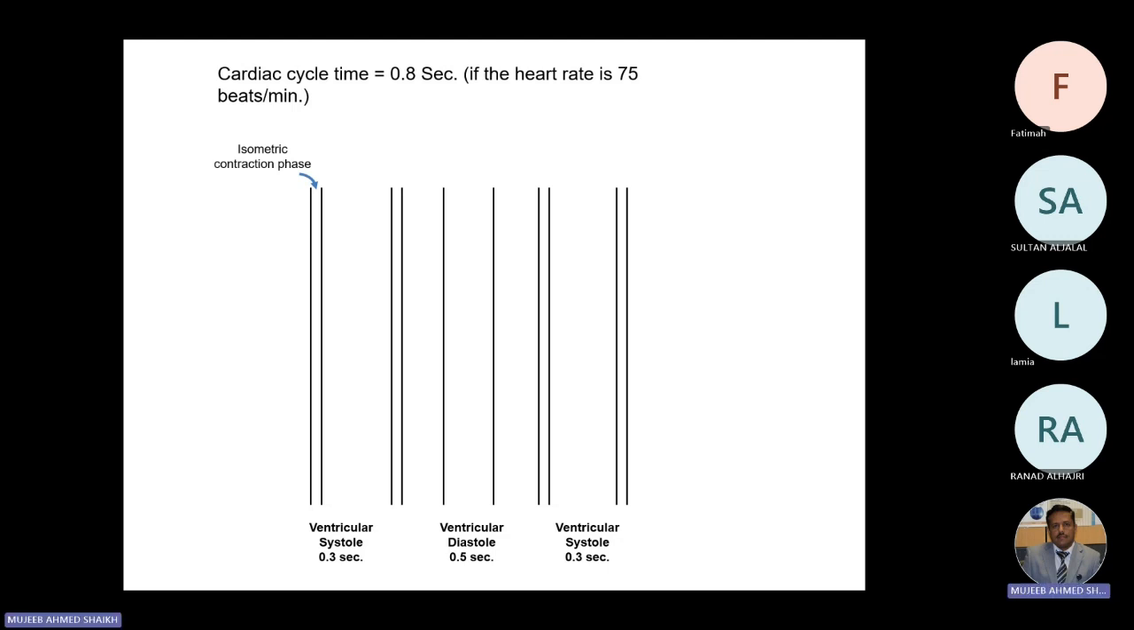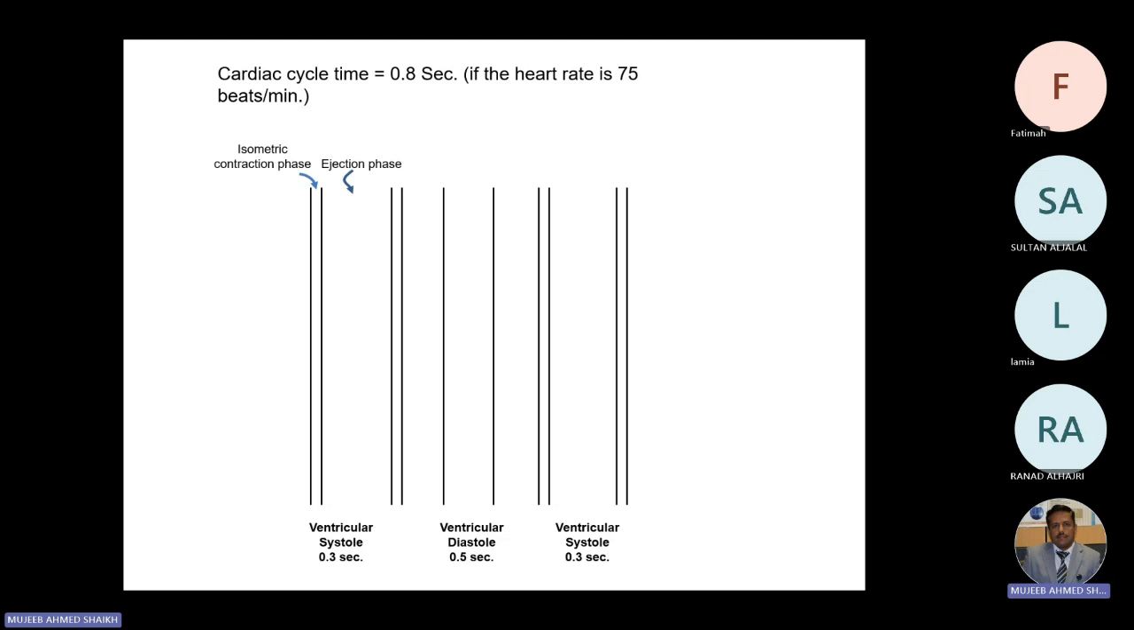So there is no change in the volume. If there is no change in the volume, that means there is no change in the size of the ventricles. That's why we call it iso, meaning same, metric meaning length. So it is contracting as if there is no change in the length. That's why it is called the isovolumetric contraction phase, followed by the ejection phase.